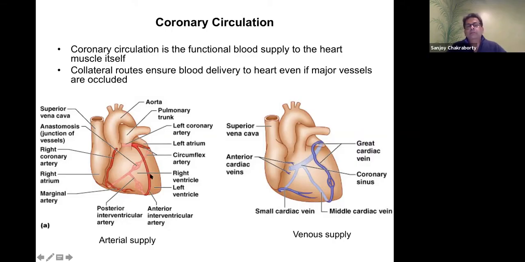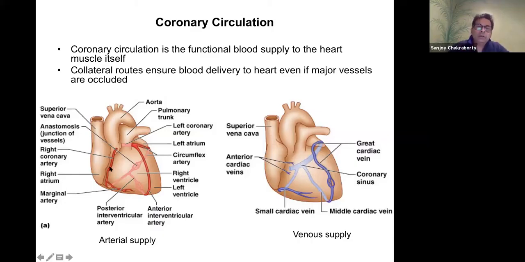When these arteries are blocked, that means this portion of the heart muscle will not receive any blood supply. It will have less oxygen, and without oxygen, cardiac muscle cannot function. That's the so-called myocardial infarction, or heart attack. Okay. So now how does the blood return back?